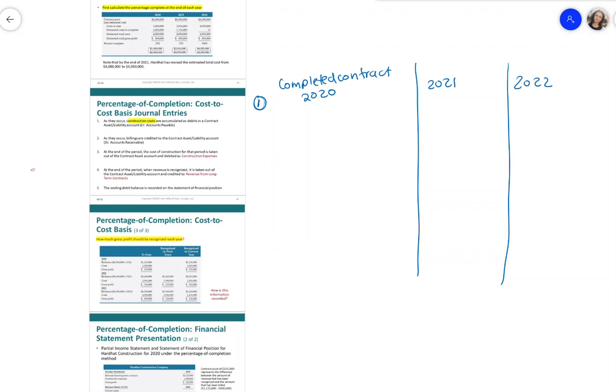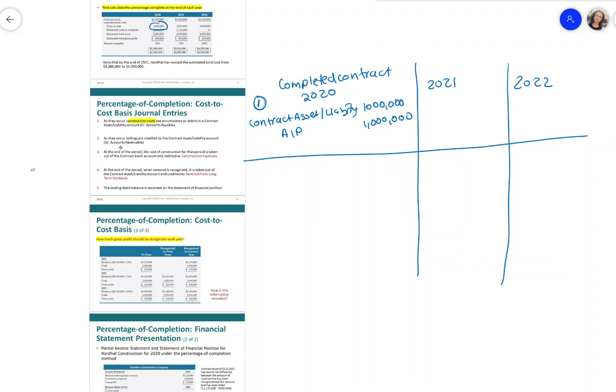So first entry is going to be for the construction cost. Of course, the entry is exactly the same. You're going to debit your contract asset / liability, and credit will be your accounts payable. In this case, it is going to be $1 million. So the entry will be exactly the same as what we did under the percentage of completion method.